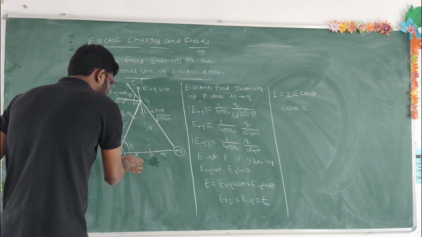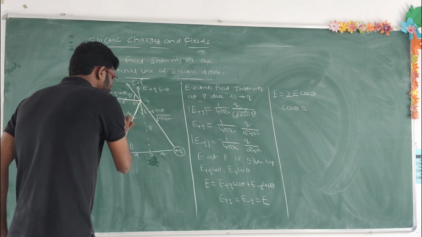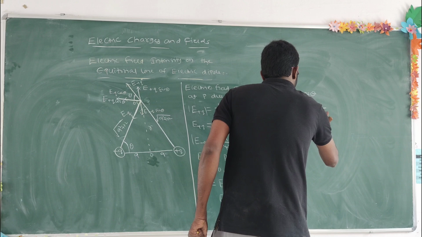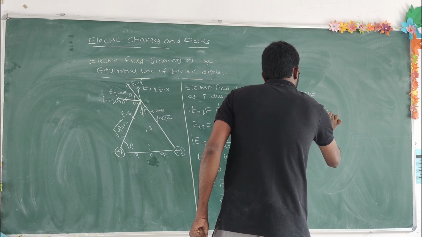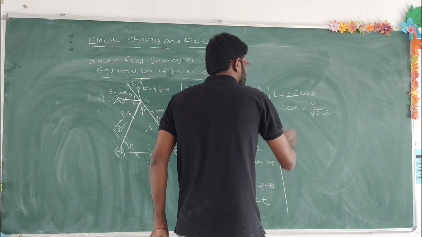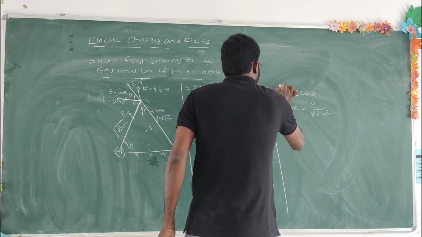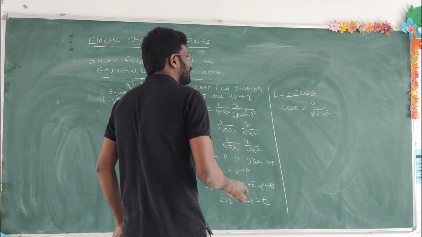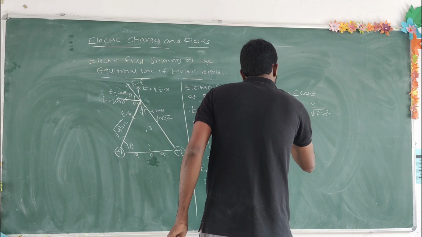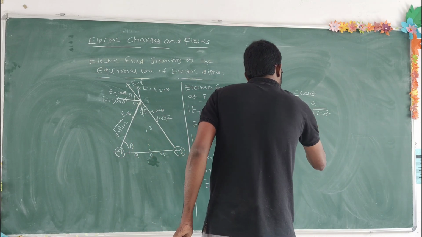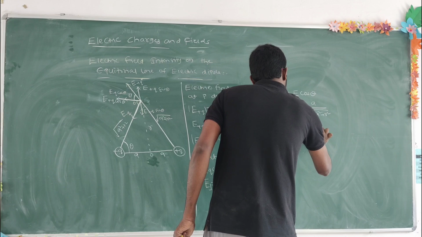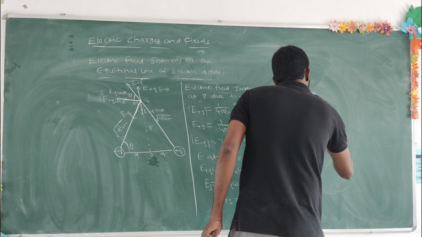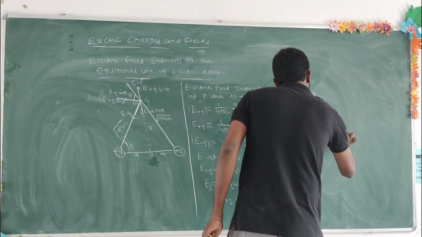Cos ratio is what? Adjacent by hypotenuse. Adjacent is a, hypotenuse is under root a square plus r square. Substitute the values. The total electric field on the equatorial line, E perpendicular, is equal to 2E, which is 1 by 4 pi epsilon naught q by a square plus r square.